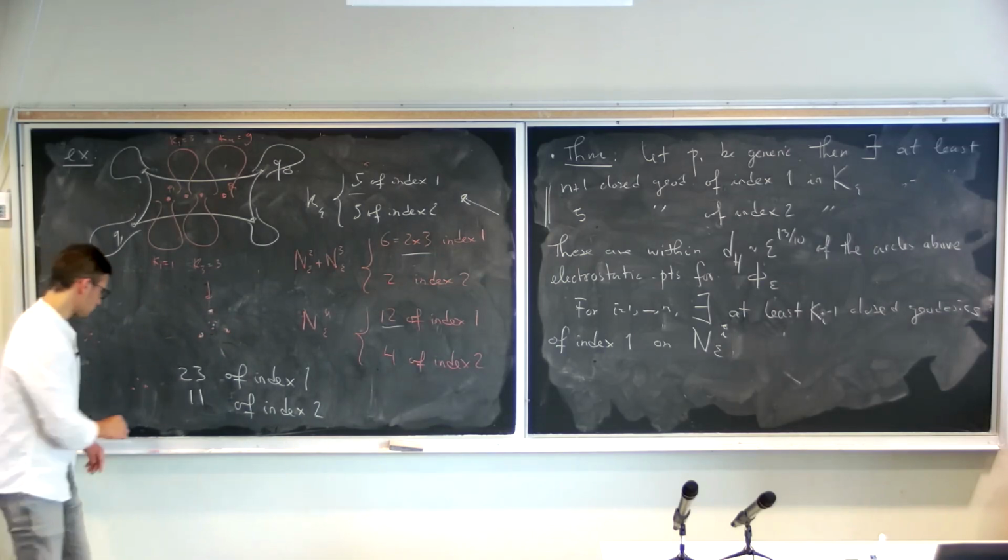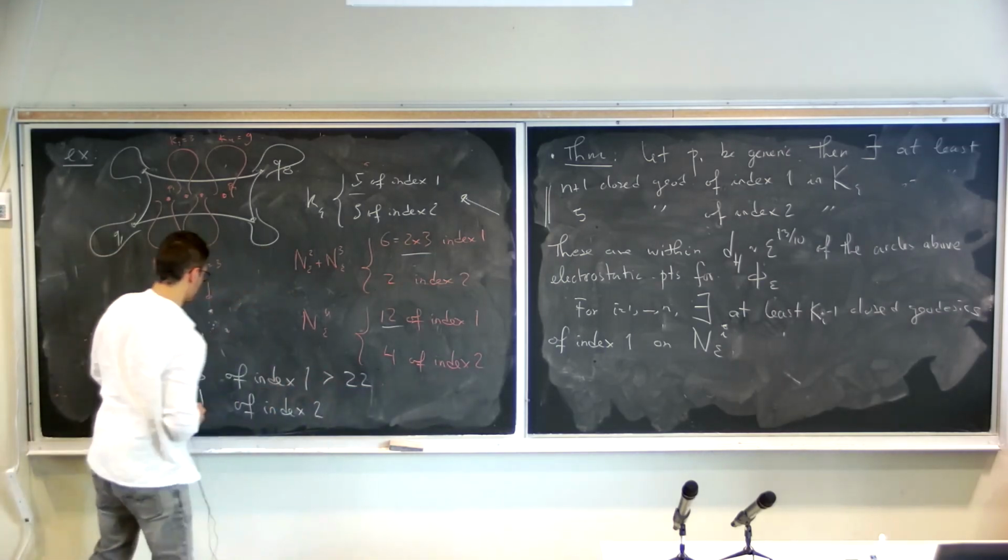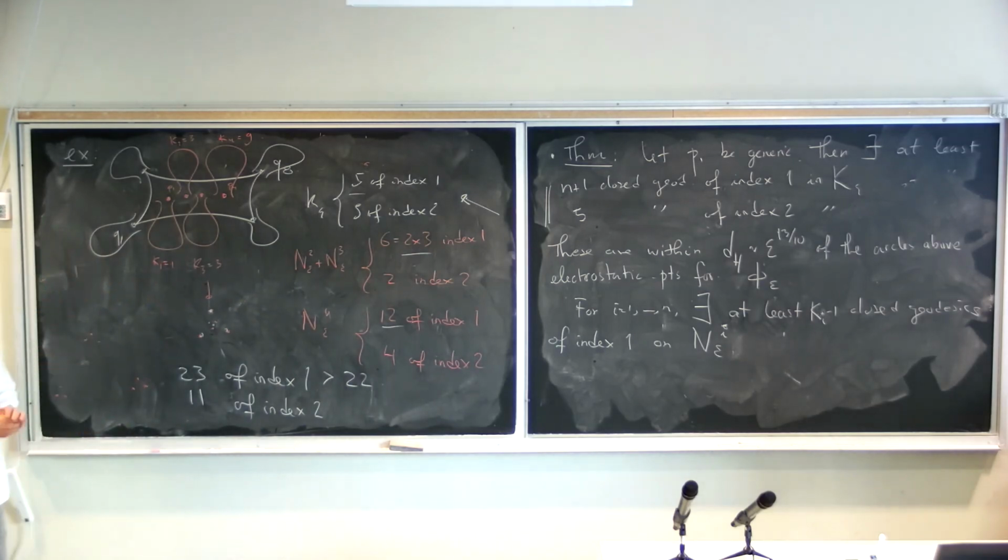Okay, so 23 is interesting because it's bigger than 22, and you actually know where they are because it's just near these critical points. And 22 is what you get from doing Morse theory on the free loop space for the length function. So you do better than the Morse theory in this case. And you also can locate them. The Morse theory doesn't tell you anything of where they are.